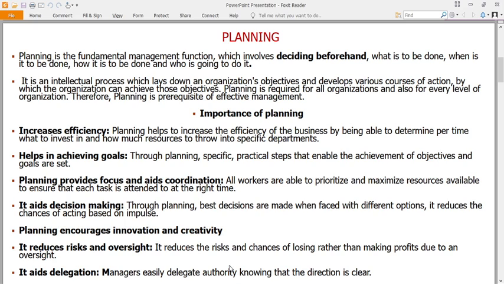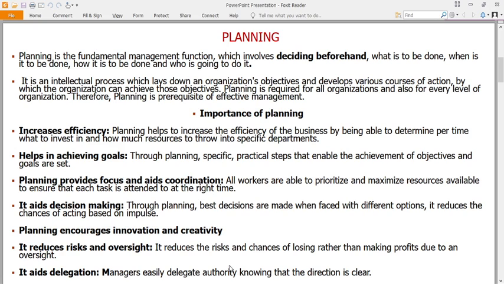Secondly, through planning, steps that enable achievement of the organization's goals are set. Otherwise, without planning, there is no way we can set objectives. And still, through planning workers are able to prioritize and maximize the available resources. And then planning aids decision making. Otherwise, you can't have an informed view of your alternatives of decisions if you do not do proper planning.